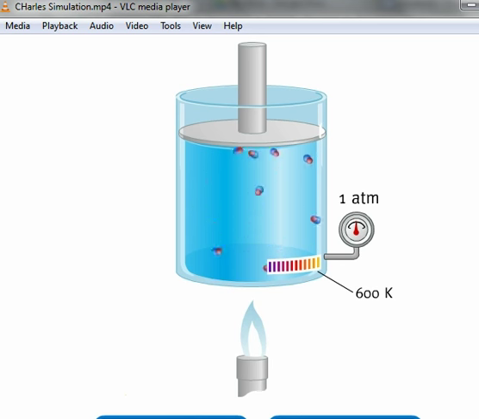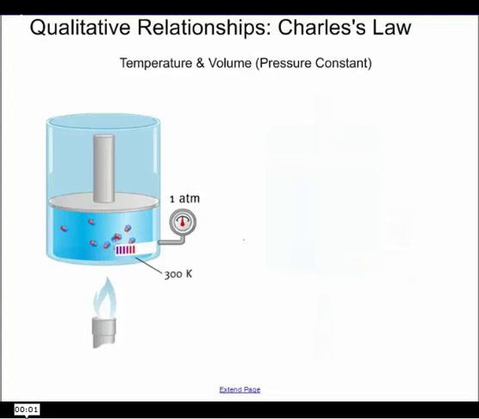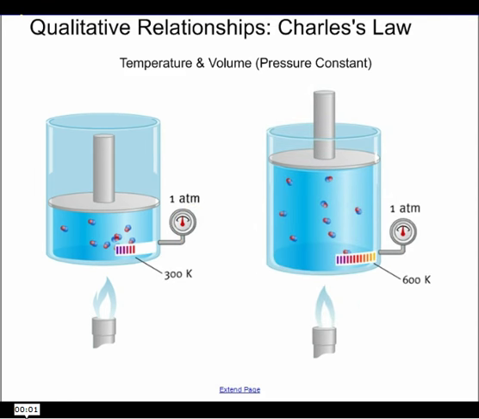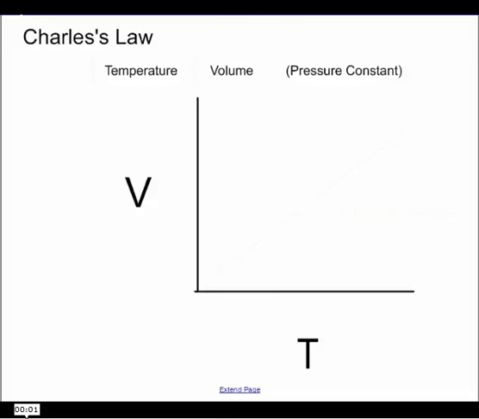So doubling the temperature doubles the volume. In this simulation, we heat up a fixed quantity of gas. The initial temperature is 300 Kelvin. The initial pressure is 1 atmosphere. After we heated up the fixed quantity of gas, the temperature doubled and the volume doubled. Notice the pressure remained the same. So in Charles's law, we say that with an increase in temperature, the volume will increase by the same factor so long as pressure is constant.